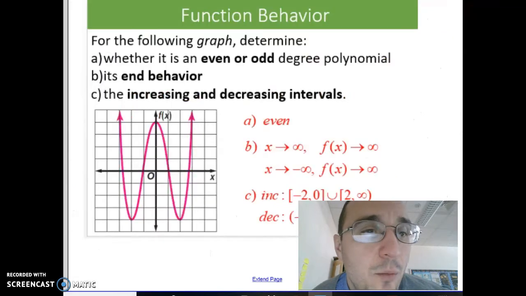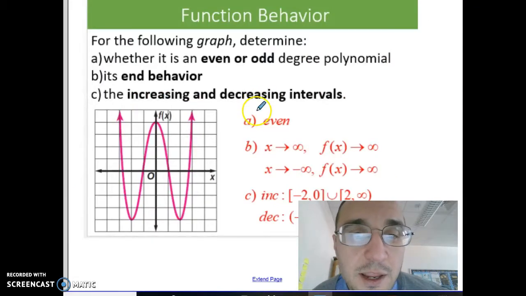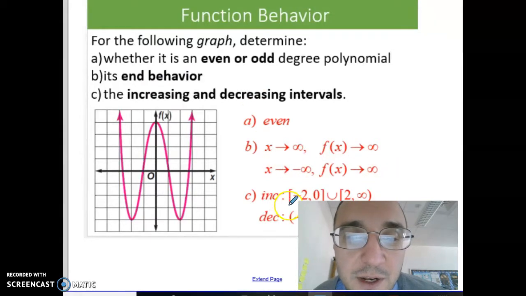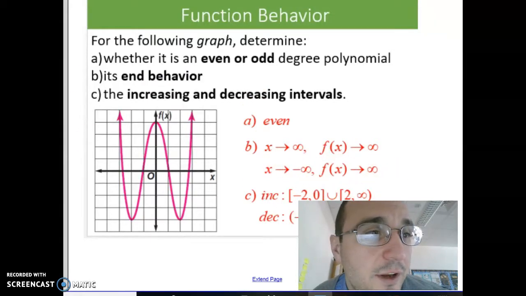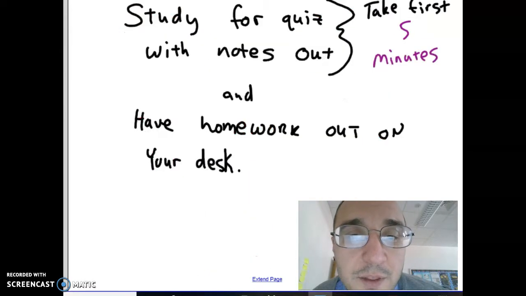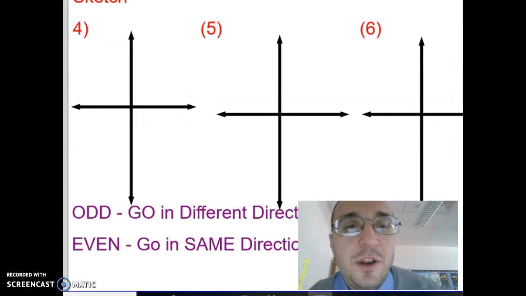That being said, we have a couple more examples. Even, positive, as it goes to the right, it's positive infinity. As it goes to the left, positive infinity. In another example of intervals increasing and decreasing. And then that brings us to what we went over yesterday, which is analyzing a graph.